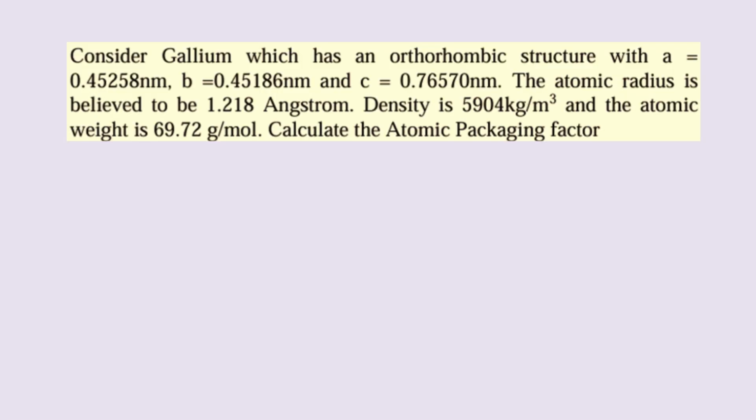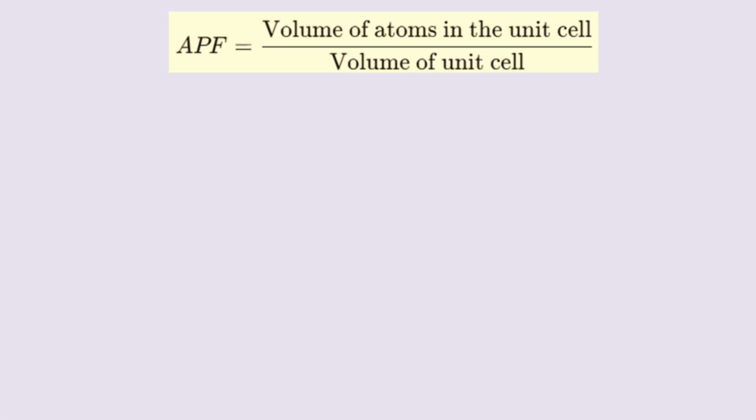In this example, we are given some information about gallium, which has an orthorhombic crystal structure, and we're asked to determine its atomic packing factor. We know that the formula for calculating APF is given as follows, and thus this means that for us to calculate APF, we have to first calculate the inputs to this formula, which are namely the volume of the unit cell as well as the volume of the atoms.